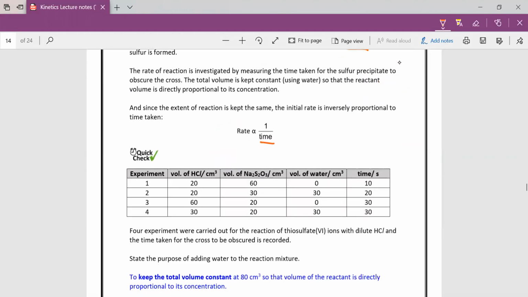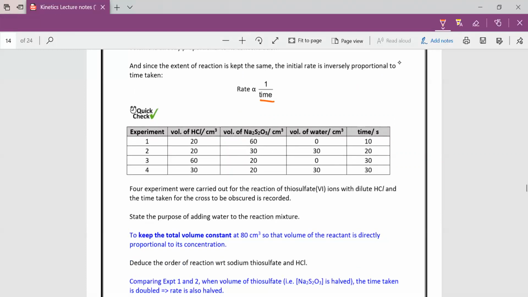Okay, so a quick check for you guys. Because of this online recording, I'm just going to go through this with you. The purpose of adding water is to keep the total volume constant. How much? 80 cm cube. So that the volume is directly proportional to the concentration. Now, deduce the order of reaction with respect to thiosulfate and HCl.